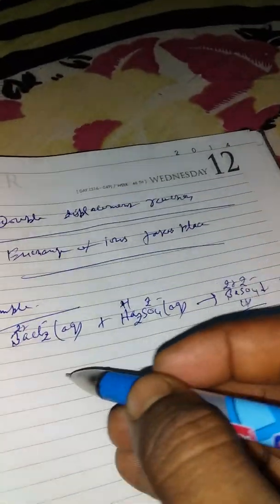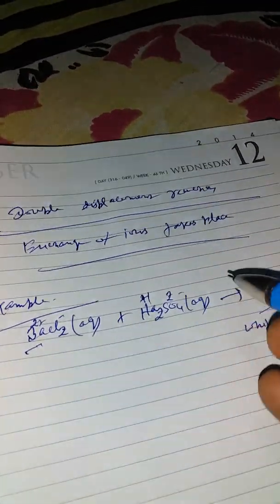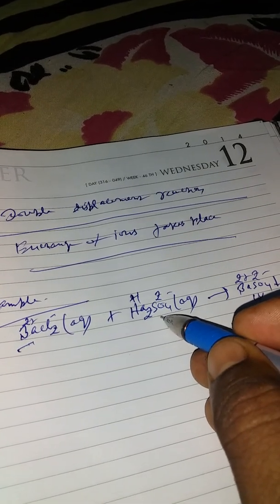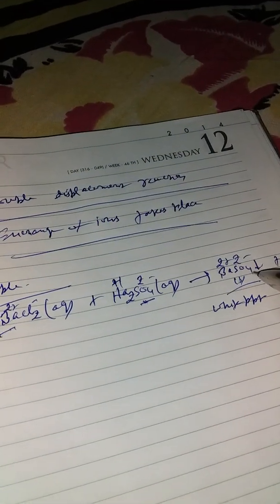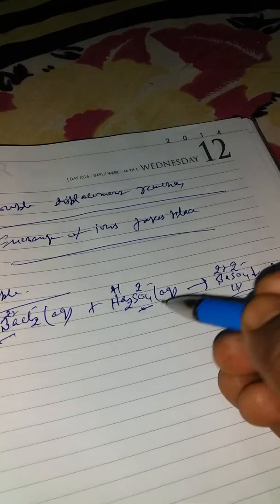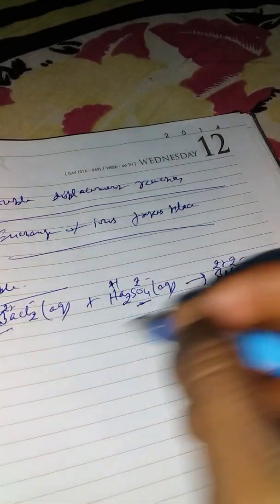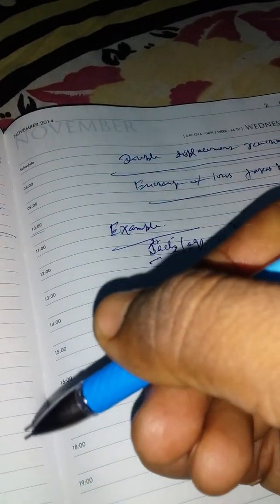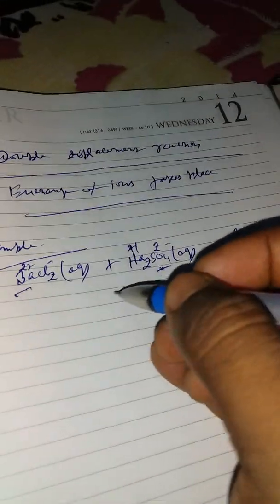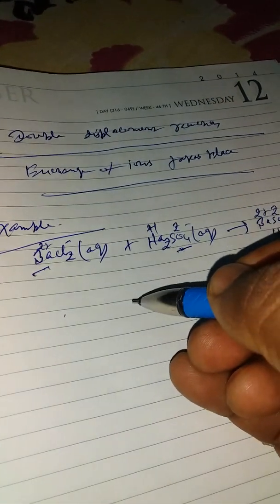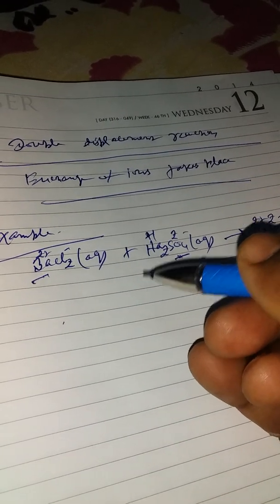So here we see the exchange of ions: the sulfate combines with Ba to form BaSO4, and the Cl combines with Na to form NaCl due to exchange of ions. That is single displacement, and here we see double displacement. That's why we can say that displacement reactions are redox reactions, while double displacement reactions are not redox reactions, due to exchange of ions.